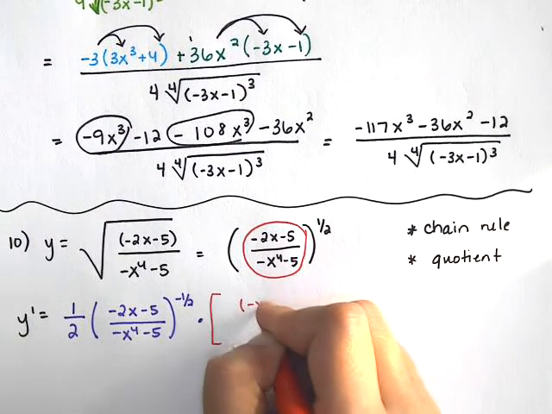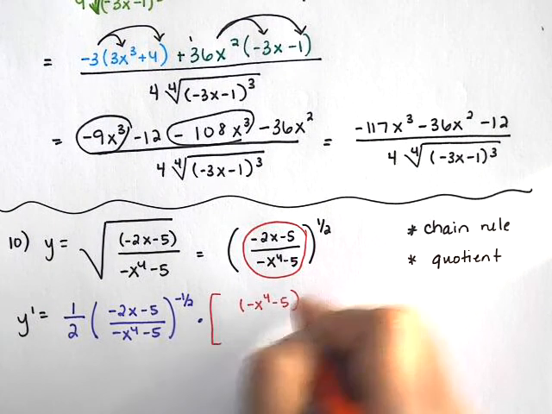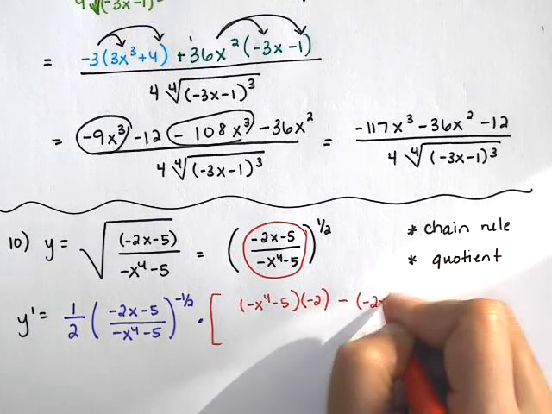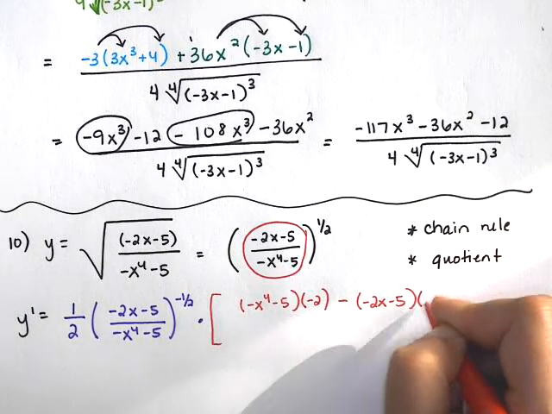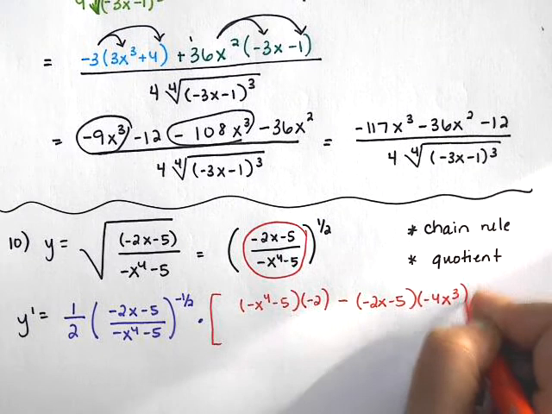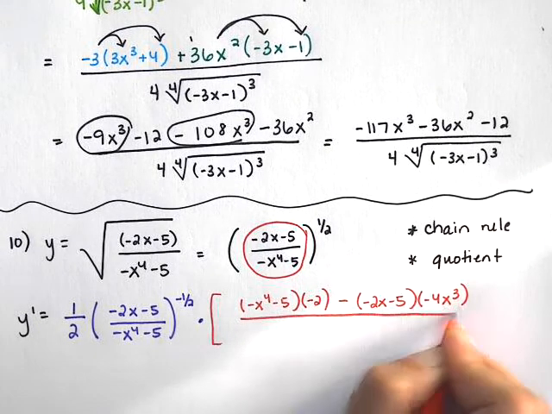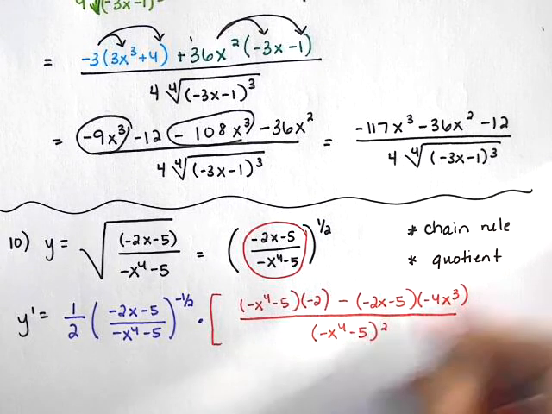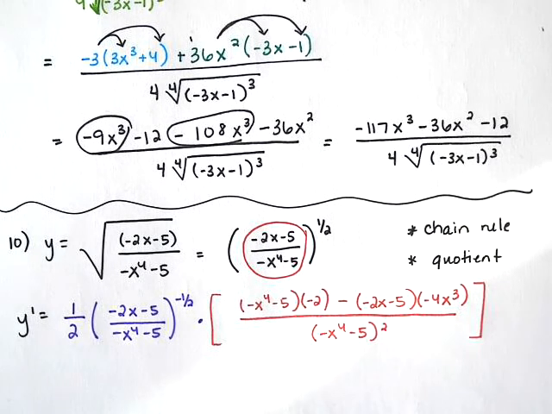So low d high minus high d low and low squared goes down below. Okay, now it's just a simplifying game.